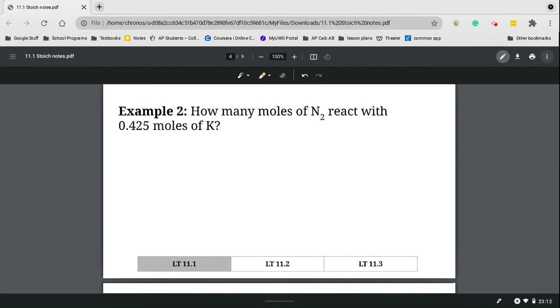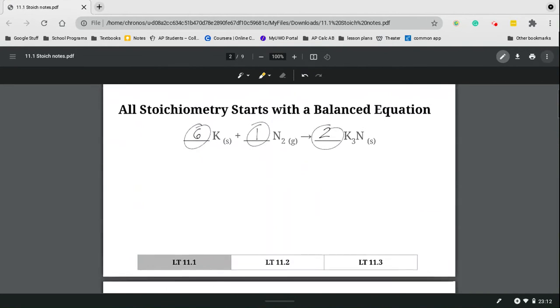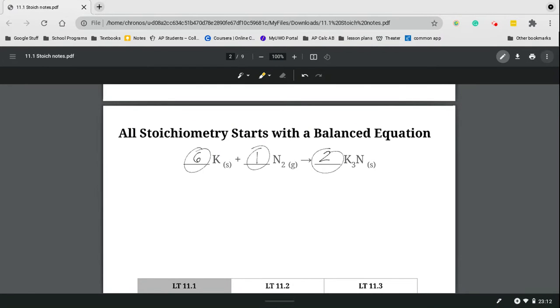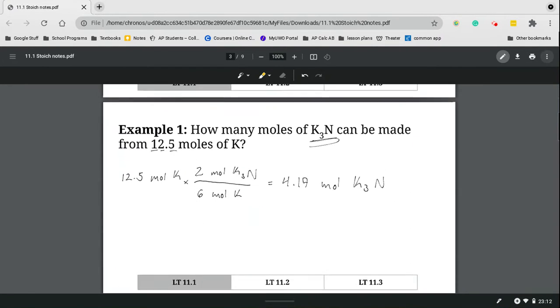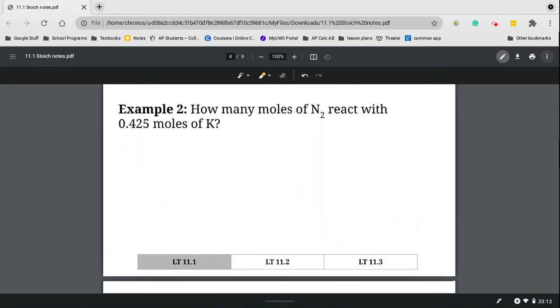Example 2. How many moles of N2 react with 0.425 moles of K? So we're using that same equation from earlier. So we have a 6-to-1 K to N2 ratio. And so here we're starting with 0.425 moles of K.